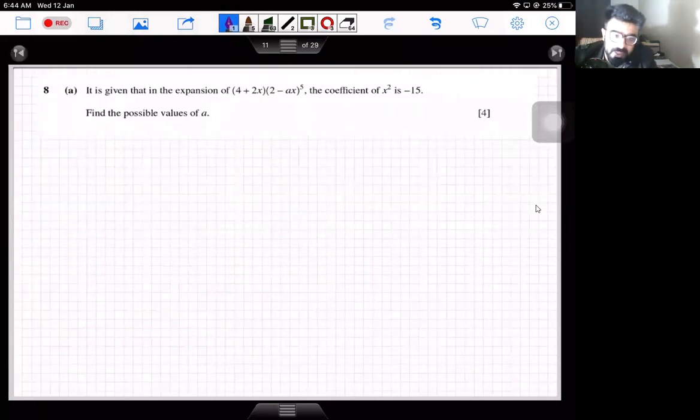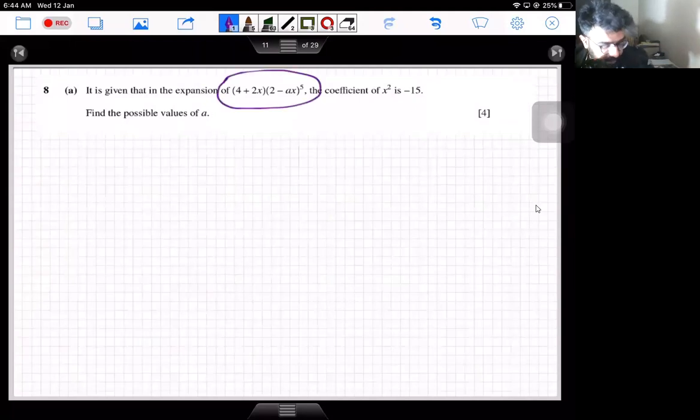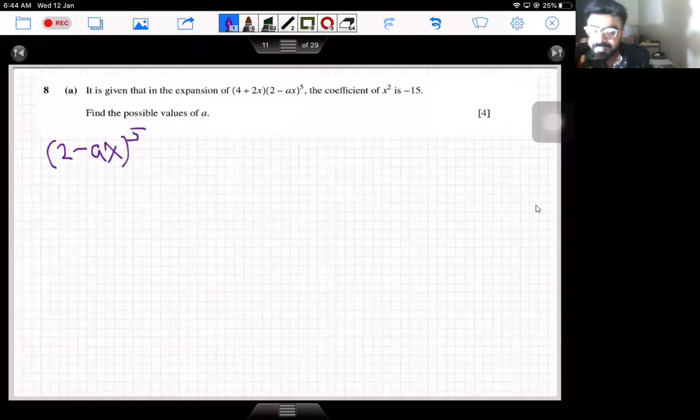It is given that in the expansion of (4 plus 2x) multiplied by (2 minus ax) whole thing raised to the power 5, the coefficient of x square is negative 15. Find the possible values of a. All right, so 4 plus 2x is multiplied by (2 minus ax) whole thing raised to the power 5. We just need to first consider this expansion (2 minus ax) whole thing raised to the power 5.